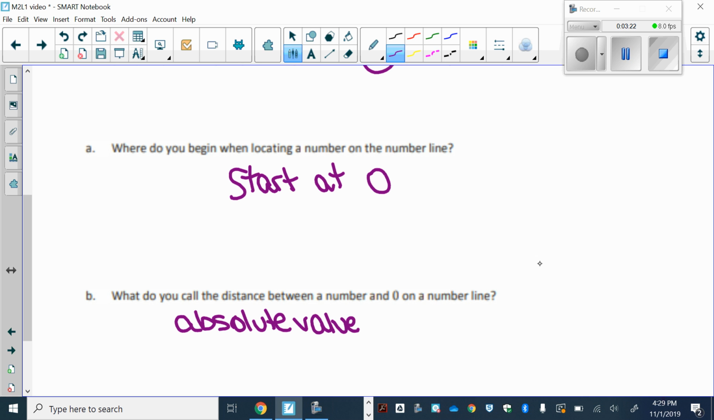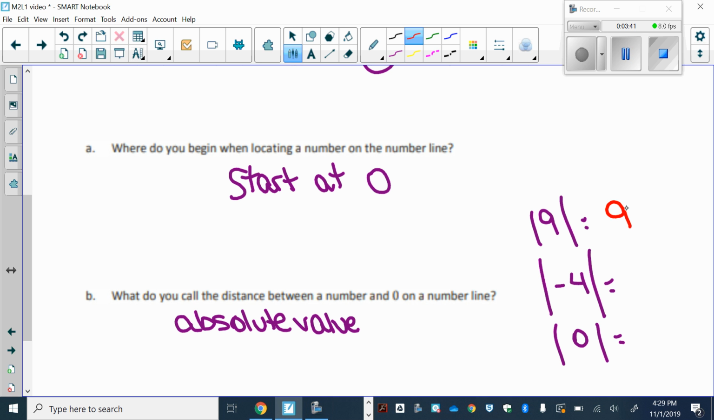So I'd like you to try for a moment the absolute value of -4. What is it? The absolute value of 0. What is it? And the absolute value of +9. What is it? Well, I have a 9. I have a 4. And how far is 0 from 0 on the number line? It is 0 units.